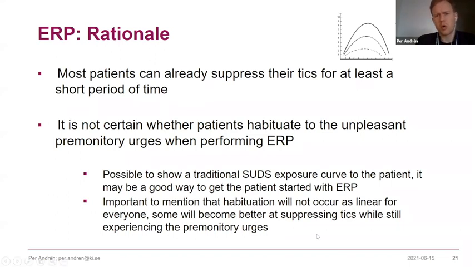But I think it's also important to mention that habituation will not occur as linearly for everyone. So some will become better at suppressing tics while still experiencing the premonitory urges. There's been a couple of studies trying to show that patients actually habituate to the premonitory urge, but it doesn't really seem like that is the way to go. But still, this is kind of how it's presented in the manual you can buy. So it's probably somewhere in between.